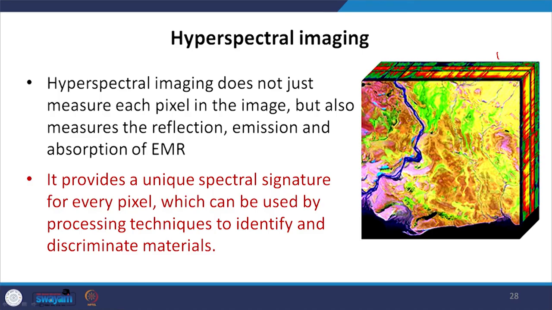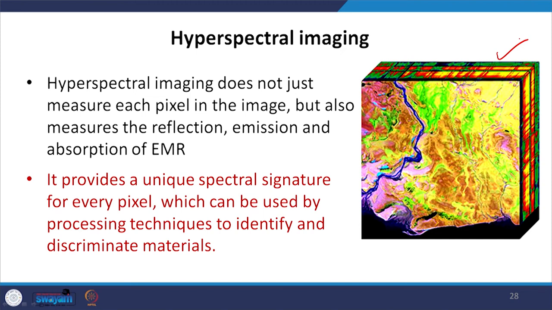So this is the hyperspectral cube or the images. It is not just measuring each pixel, but also measuring the reflection, emission and the absorption of the electromagnetic radiation. So here every feature has a unique spectral signature.